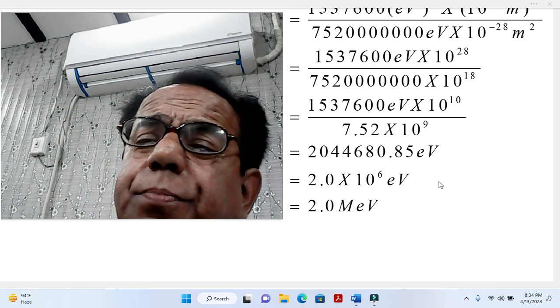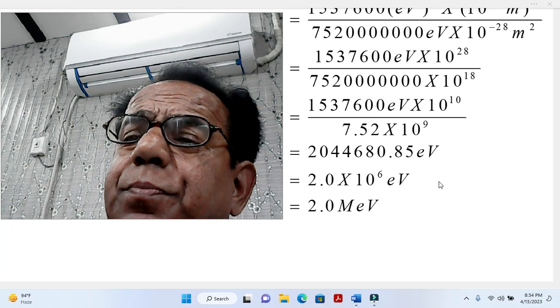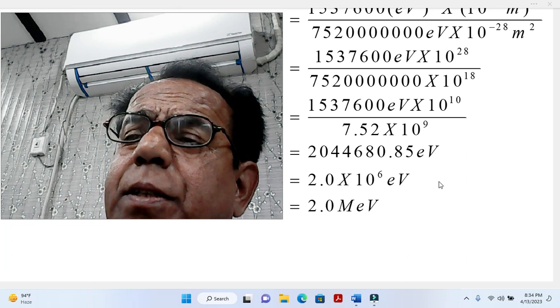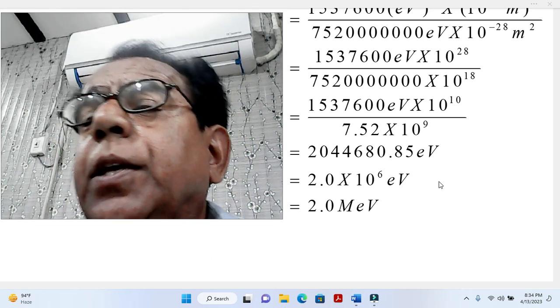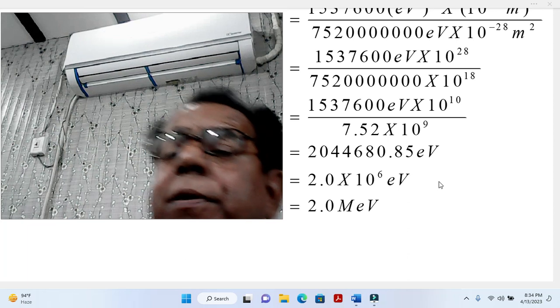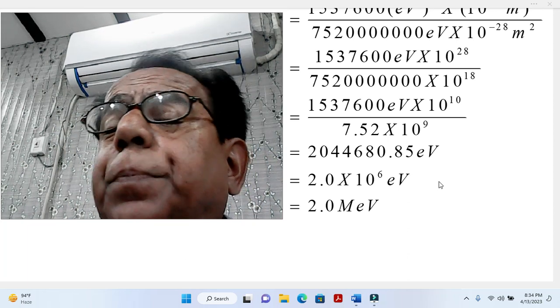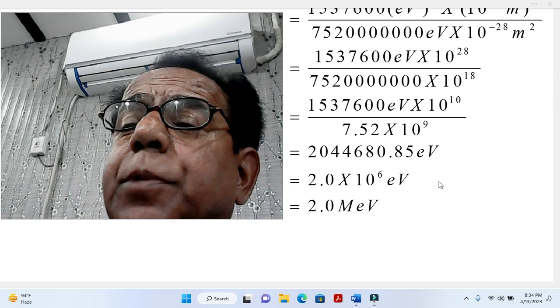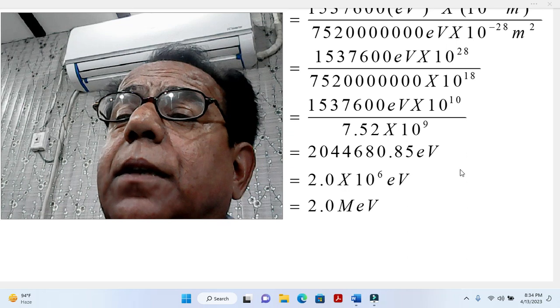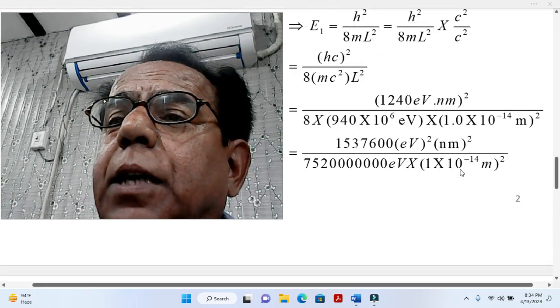We have just reshaped this quantity. 2.0 × 10^6 electron volt, and we know that 10^6 is million, so in place of 10^6 we can write M, so it will become 2.0 million electron volt.